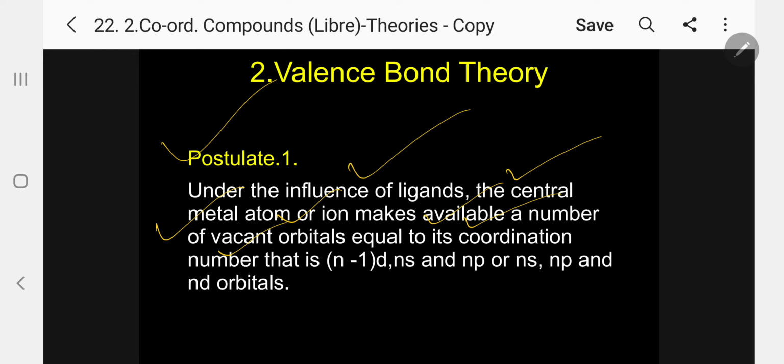What is the meaning of this postulate according to the valence theory? Suppose in the presence of ligand, under the influence of ligand, the central metal atom or ion makes available a number of vacant orbitals equal to the coordination number. Suppose the total number of ligands is 4, it will keep 4 vacant orbitals. If it is 6, it will keep 6 vacant d orbitals. That is the meaning of this postulate.